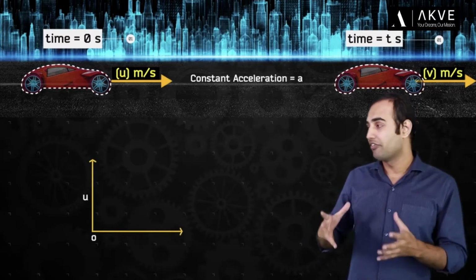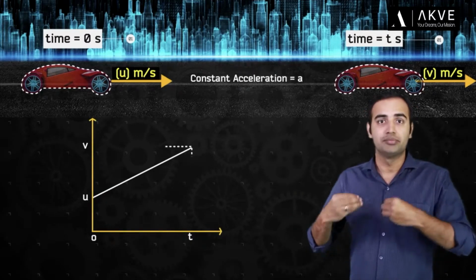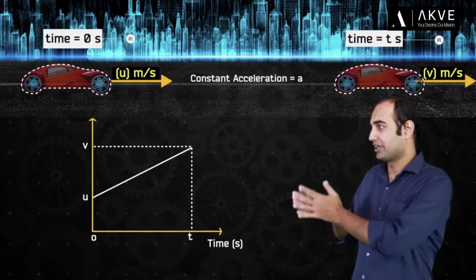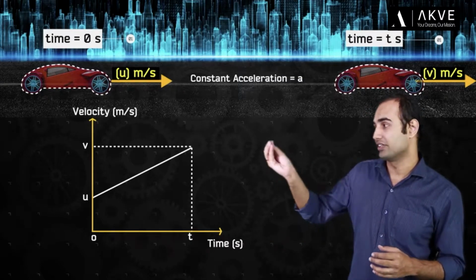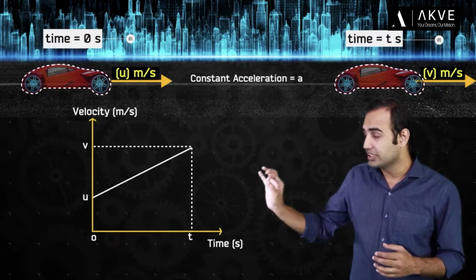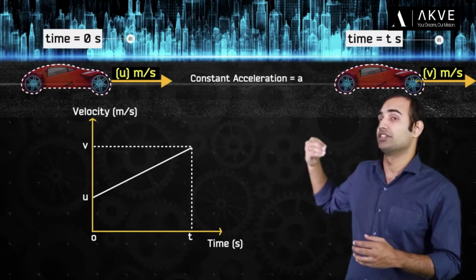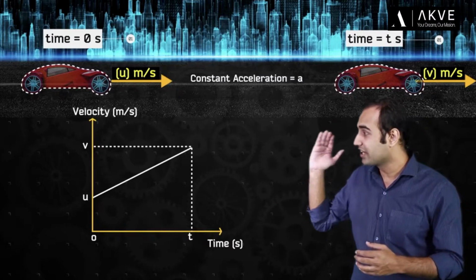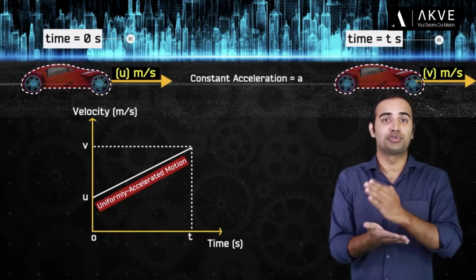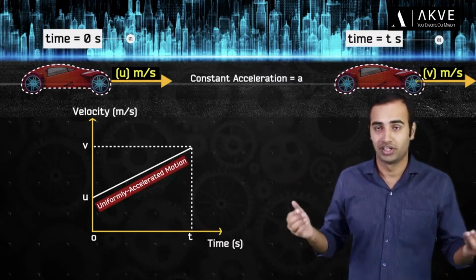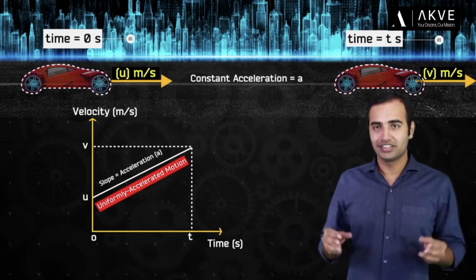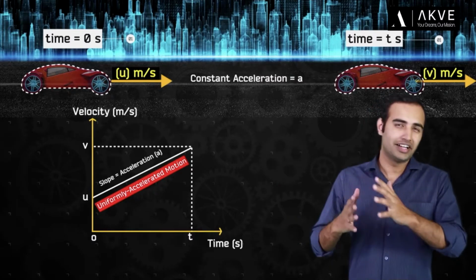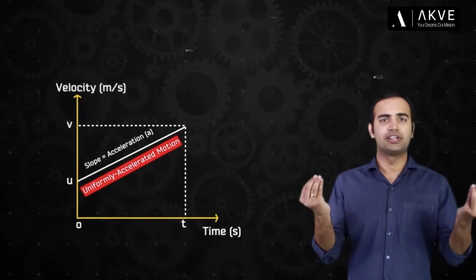Now, if I draw a velocity time graph representing the motion of this object, it would look something like this. You can clearly see at time t equal to 0, its velocity is u meters per second. At time t equal to t seconds, its velocity is v meters per second. And a straight line in a velocity time graph shows a uniformly accelerated motion. The slope of this line would be the acceleration. Now, once you understand this velocity time graph properly, deriving the three equations of motion is pretty easy.